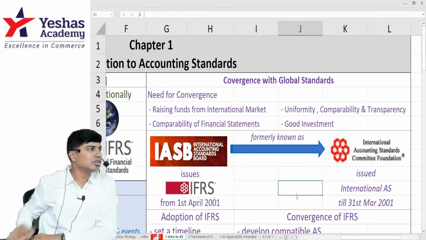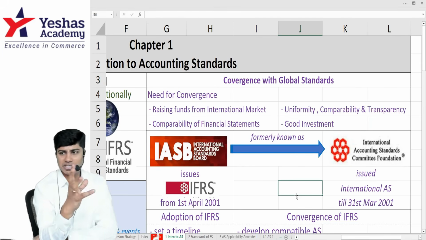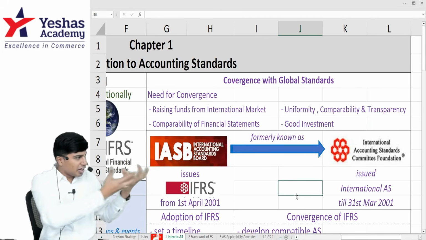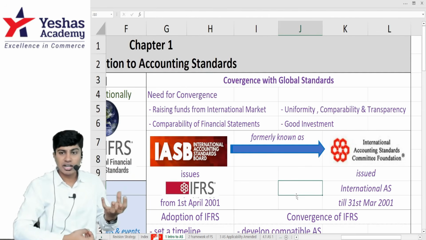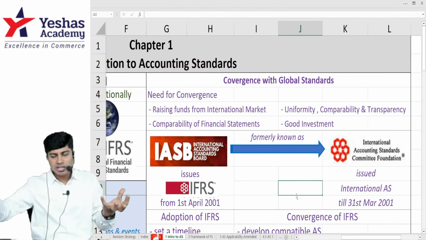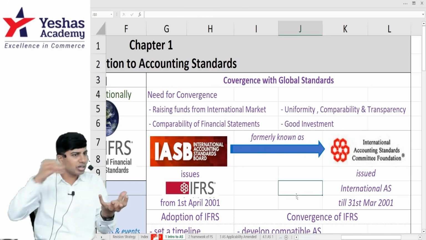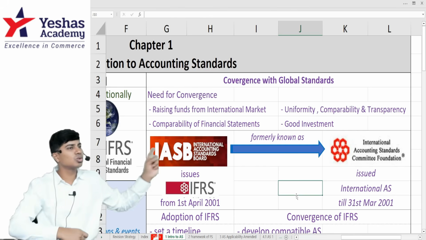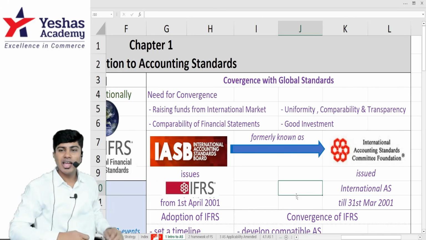Leave jokes apart. So what happened? This burger and pizza, which is a non-Indian dish, when it came to India, it had to go through some cultural change. Some items which were originally there in the dish were removed. Some items which were not originally there in the dish were added. This is the story of Ind AS in India.